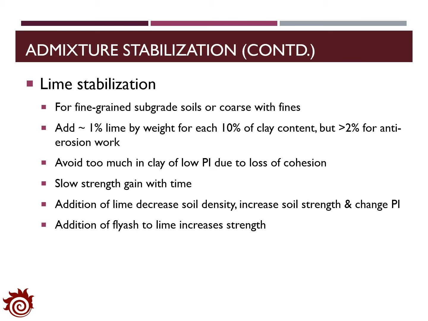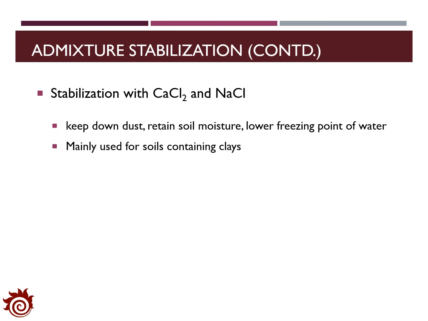In addition, there are some benefits of introducing lime to the soil. By adding lime to the soil, we are able to reduce the density of the soil, increase the soil strength, and change the plasticity index. In addition, if we add fly ash to lime, we can further increase the strength of the soil. Finally, both cement stabilization and lime stabilization are able to change the surface chemistry of the clay minerals. Soil stabilization can also be conducted with some chemicals such as calcium chloride and sodium chloride.